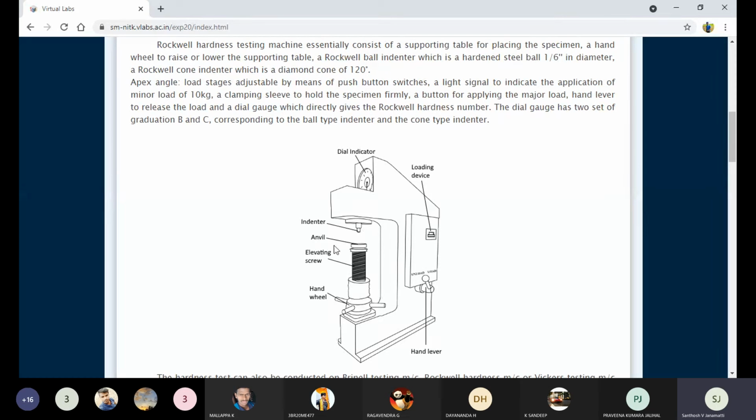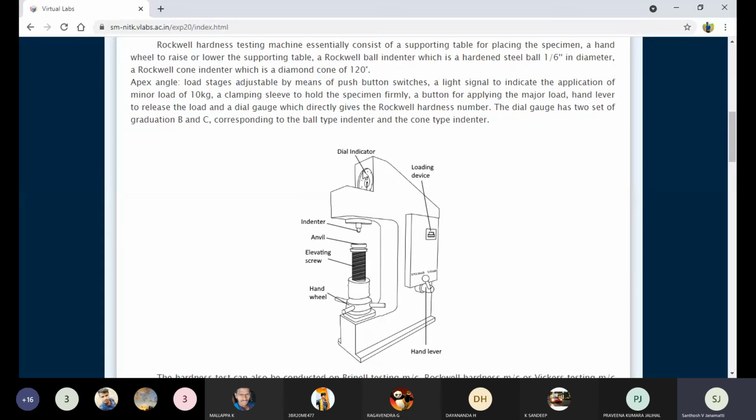Then you can keep your sample upon the anvil. Here we have a hand wheel. Just rotate the hand wheel. Now the anvil is slowly rising. You can rotate the hand wheel till this platform, this anvil, where we are placing the workpiece, rises. The surface of the workpiece and the surface of the ball indenter need to touch. Till then you can raise the screw with the help of the hand wheel. Once the surface of the workpiece and the surface of the ball indenter are in close contact, you can stop.